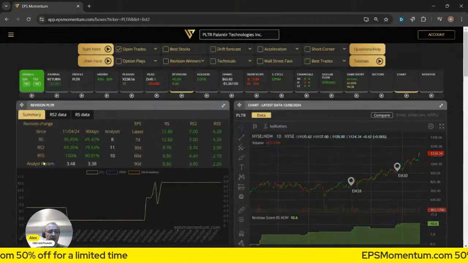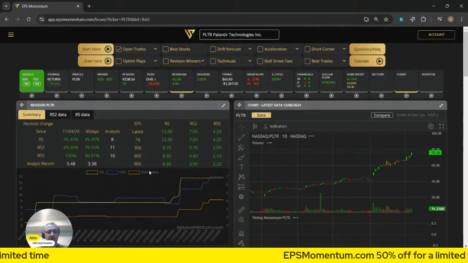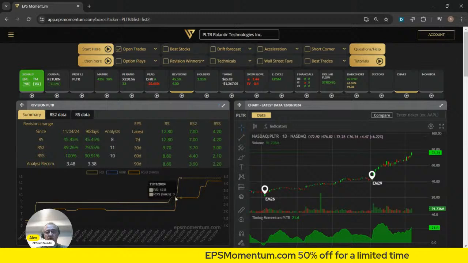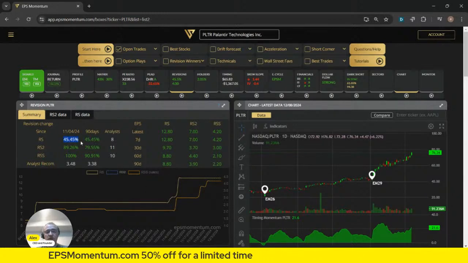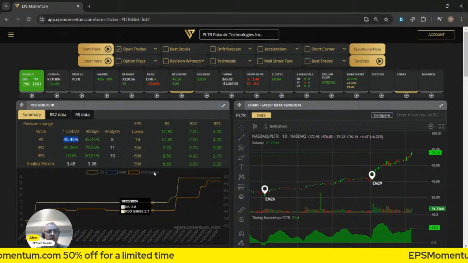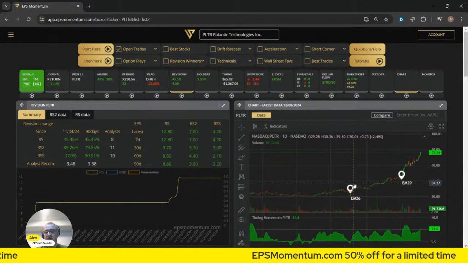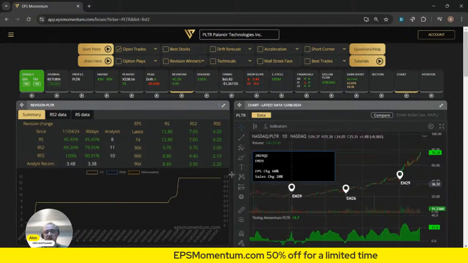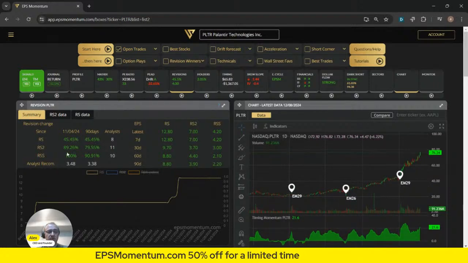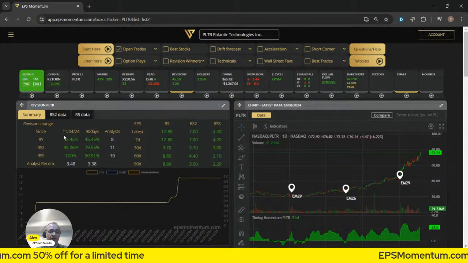So let's look at Palantir, for example. Same thing. Look at Palantir. Stock is up, it's a rocket ship, and the revisions from Wall Street are 45%. That is truly insane, really insane. This is really a stock that is going to the moon, I would say. Well, at least from what Wall Street says and all the revisions.